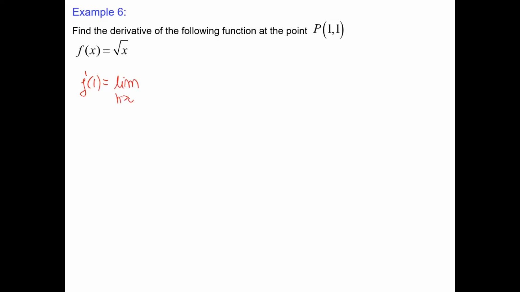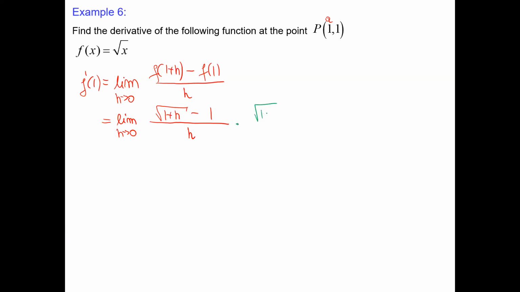Limit as h goes to 0 of f of 1 plus h minus f of 1, because this is a, over h. f of 1 plus h will be the square root, and instead of x we put 1 plus h. Square root of 1 is 1. We recognize direct substitution gives us 0 over 0. In order to simplify the root expression, we multiply and divide by the conjugate, square root plus 1.